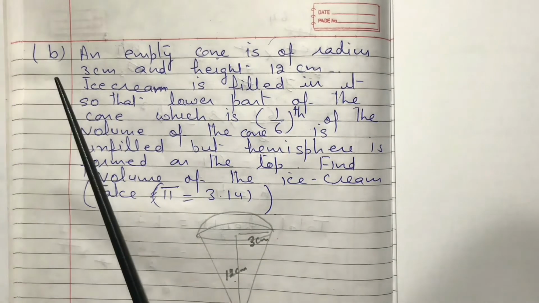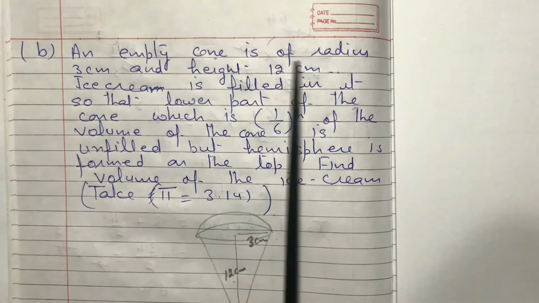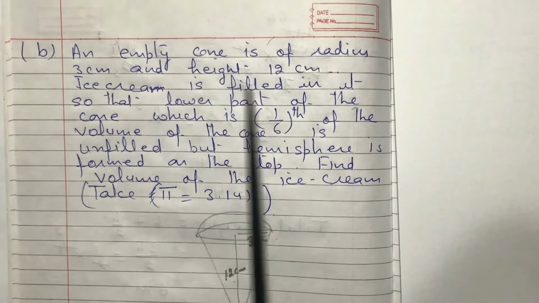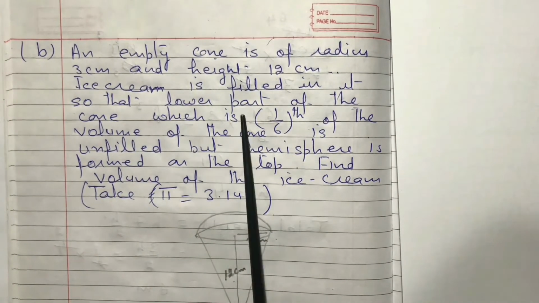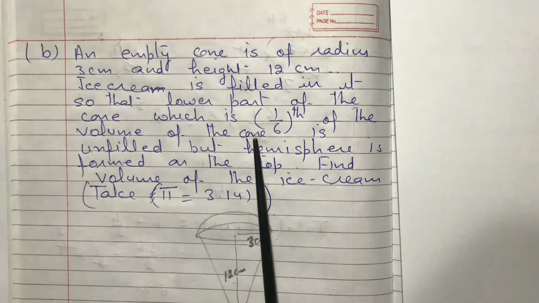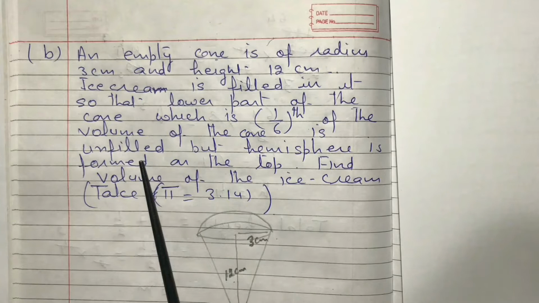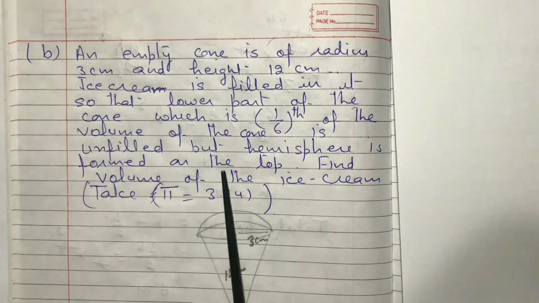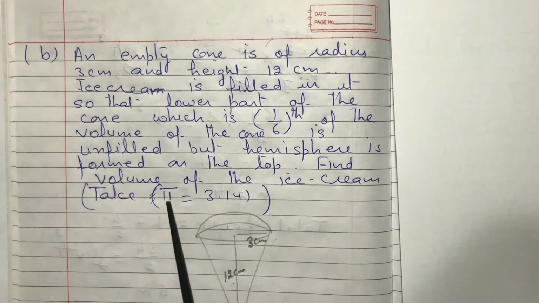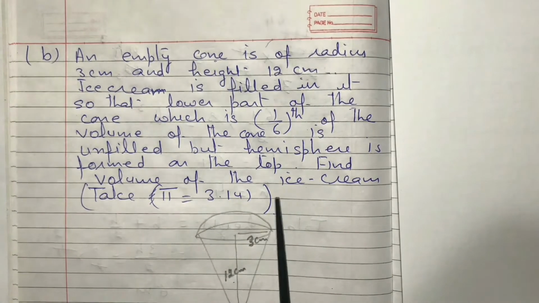Now its B part is: an empty cone is of radius 3 centimeter and height 12 centimeter. Ice cream is filled in it so that the lower part of the cone, which is 1/6 of the volume of the cone, is unfilled, but a hemisphere is formed on the top. Find the volume of the ice cream. Now take pi is equal to 3.14.